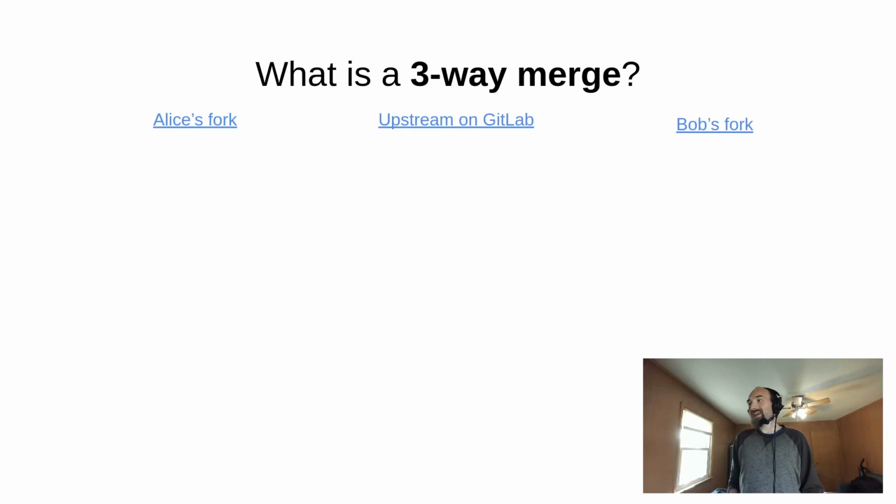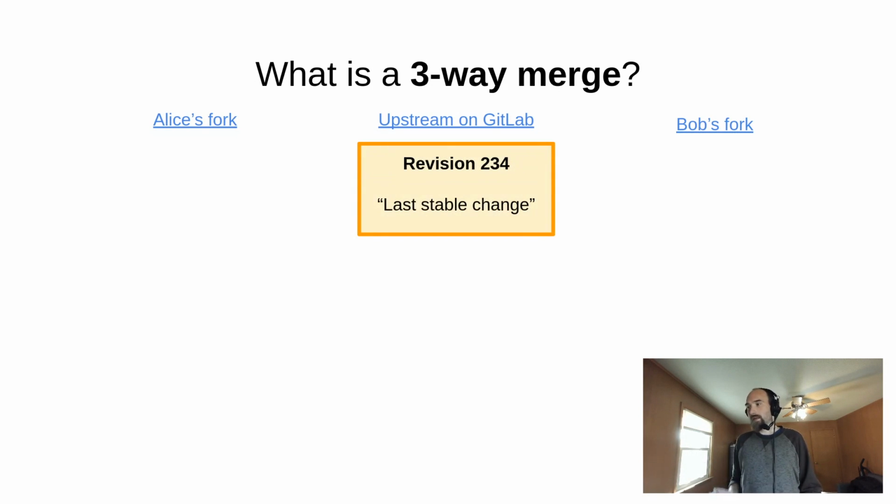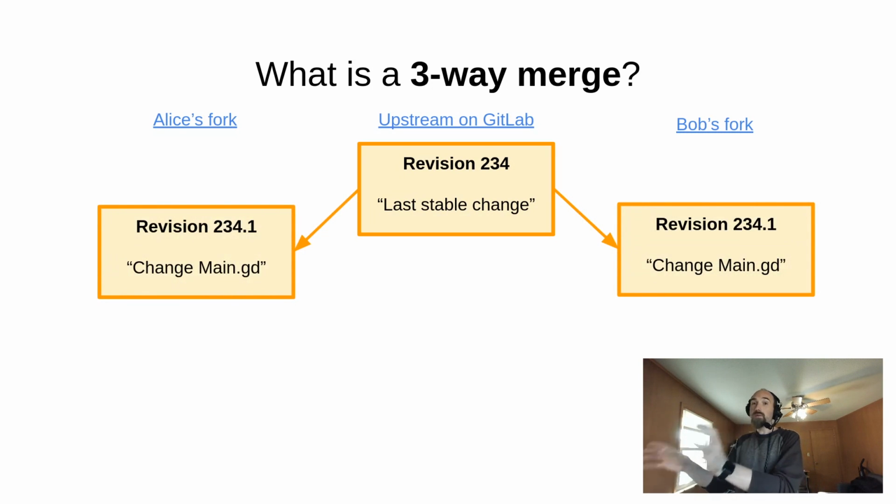So, what is a three-way merge? Well, let's say you have an upstream repository on gitlab.com, and then you have two collaborators, Alice and Bob, who both have their own forks of the repository. So we're starting from this stable revision, which we're calling revision 234. Of course, in Git, it actually uses revision hashes, but just paper over that for now, just to make things easier. I'm using incrementing numbers. And so that's where both Alice and Bob are starting from when they both make their own new revisions in their forks that both change the main.gd file.